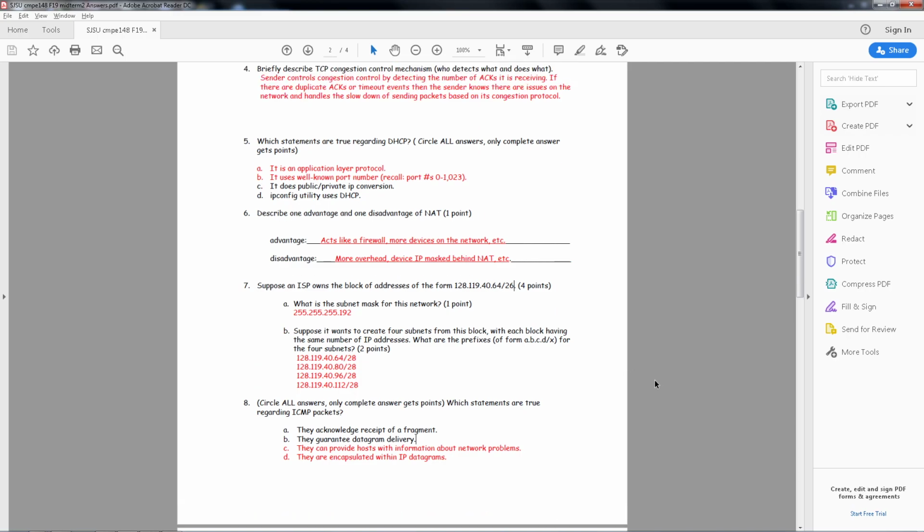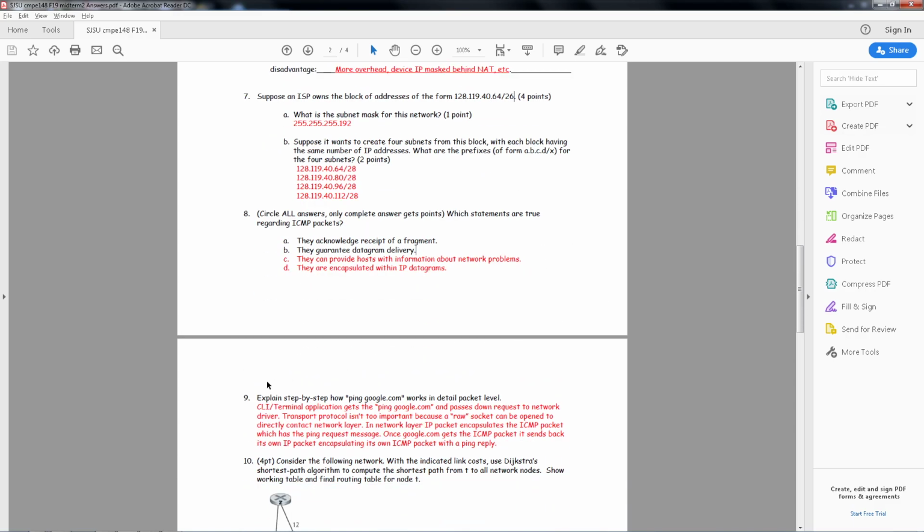C. They can provide hosts with information about network problems. Yes, again, ICMP is for diagnosing the network. D. They are encapsulated within IP datagrams. Yes, again, this should say packets, but in this class we're using the words synonymously. I know what the word is, I can't pronounce it, I'm sorry, everyone. So here, yes, that's true. You encapsulate an ICMP header within an IP packet.